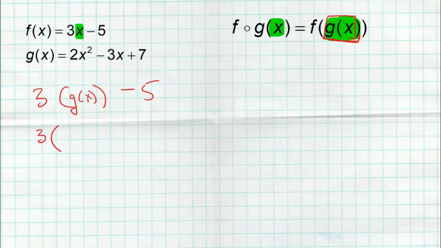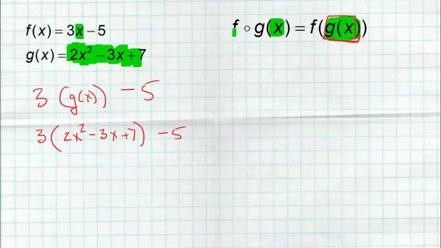Well, we can replace g of x with what it is, 2x squared minus 3x plus 7, all minus 5. So you can literally see how I took g of x and I plugged it into f. I took the entire function g of x and plugged it into any instance of x in f of x. Okay, it makes a lot of sense, right? Not too bad. Now I just have to do some simple algebra work called distribution.